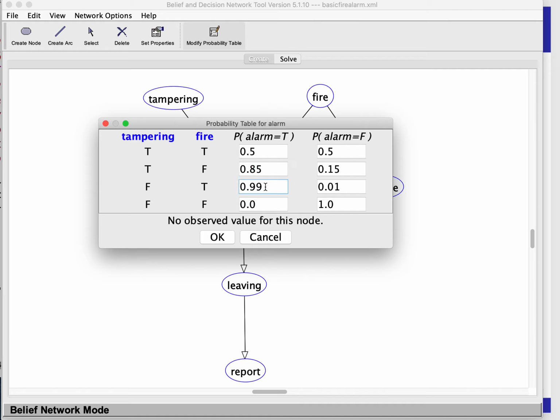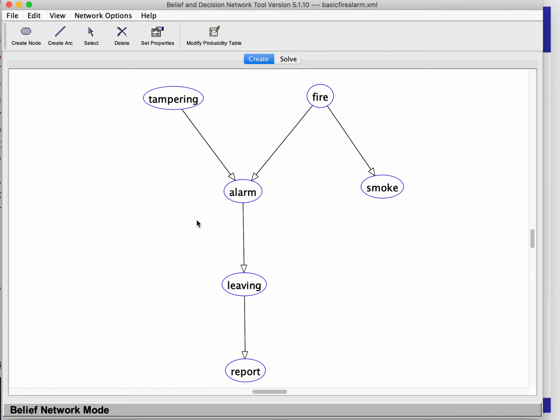If there's no tampering and fire, there's a 0.99 chance of alarm. And if there's no tampering and no fire, then here we assume that there is no alarm. Okay, that's what we're going to specify in here. So while we're here, let's look at what's going on here.